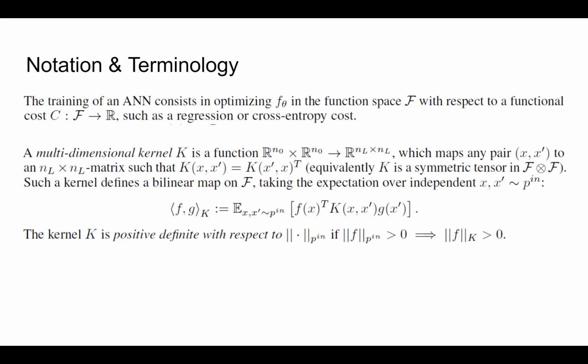And we say that the kernel is positive definite with respect to the semi-norm here if, for a function whose semi-norm is larger than 0, the norm with respect to the kernel is always larger than 0. So this is somewhat like a positive definite matrix, but it's just a positive definite kernel here.